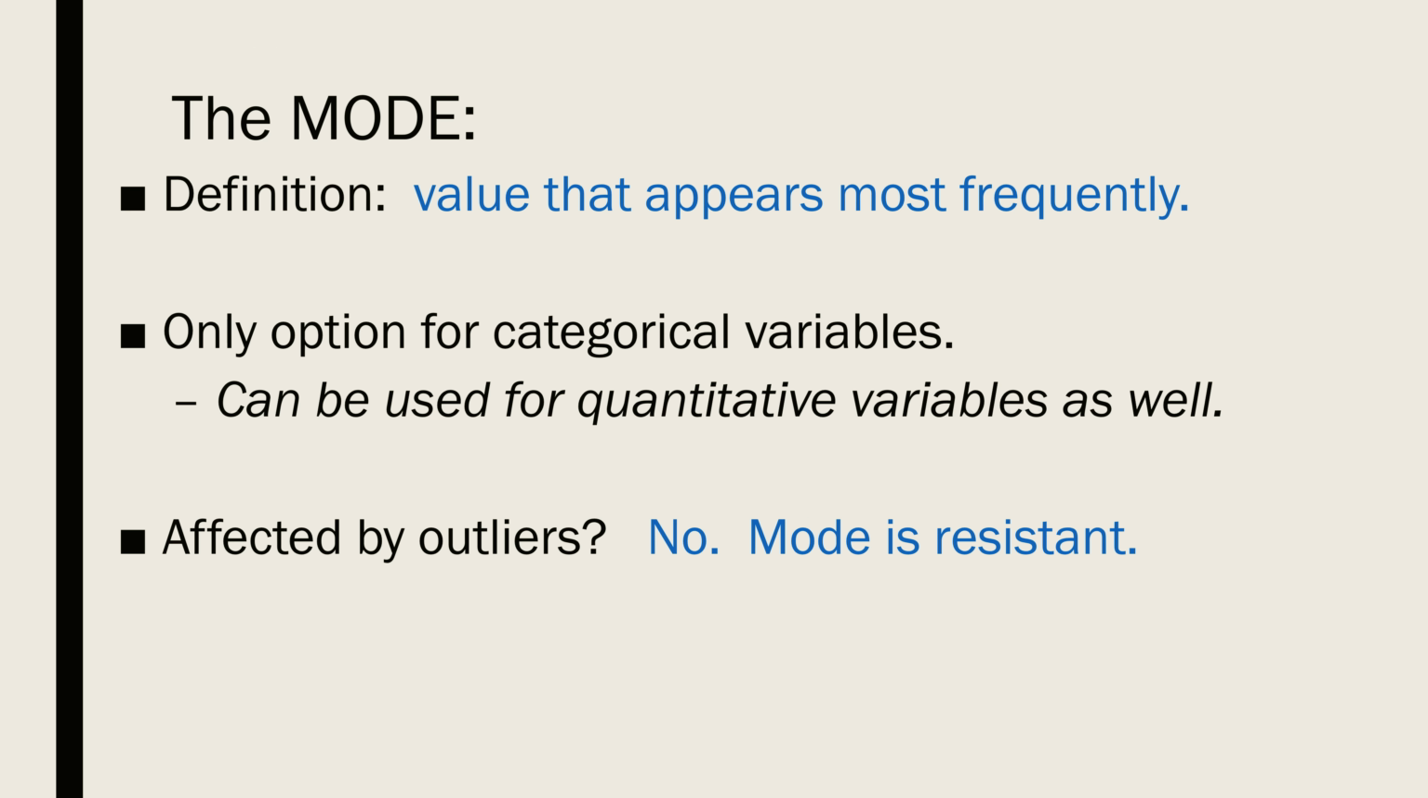The mode is the value that appears most frequently in a dataset. It is the only option for a categorical variable. Mode can be used for quantitative variables as well. Is mode affected by outliers? The answer is no. Mode is resistant.